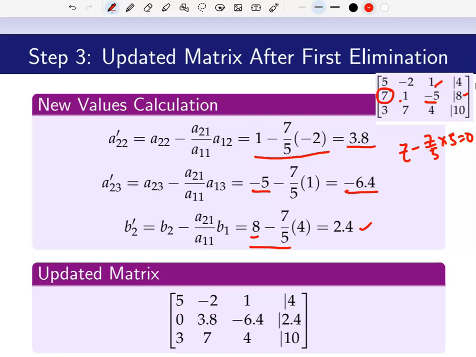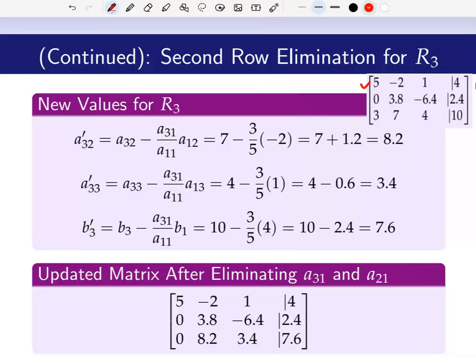Now after doing that calculation, the updated matrix will be: the first row as it is, and in the second row the element 7 becomes 0. So 0, then after the operation we get a22 dash, that is 3.8, then a23 dash minus 6.4 and b2 dash is 2.4, and the third row is as it is. Now the next step is to eliminate this element, making it 0. Now for that, we have this.